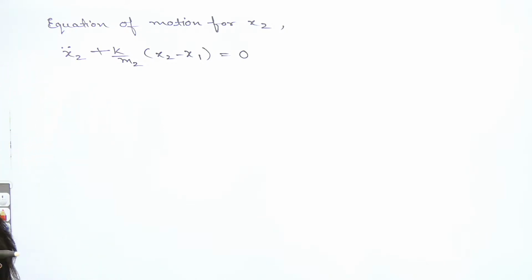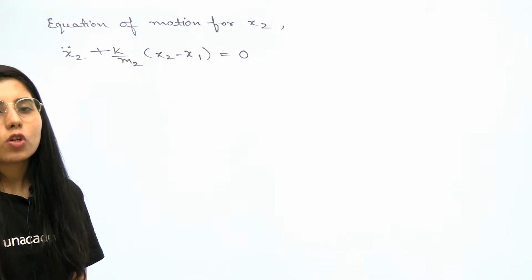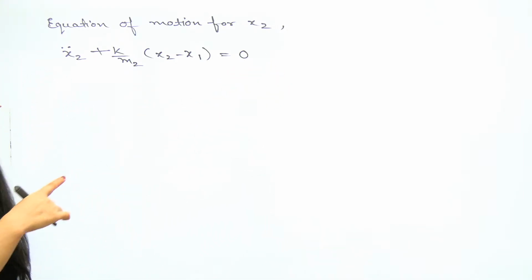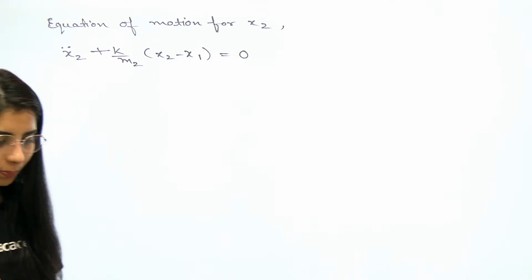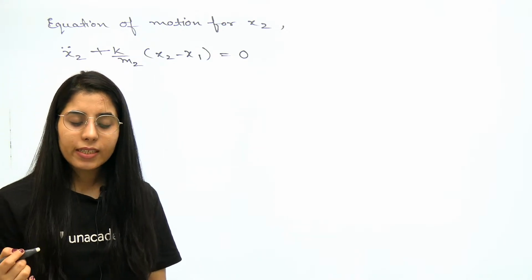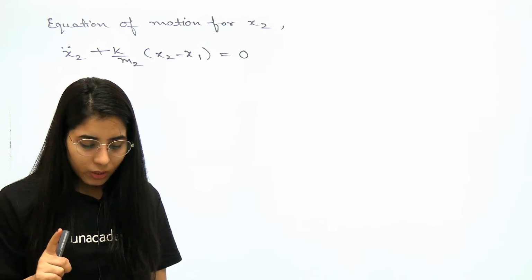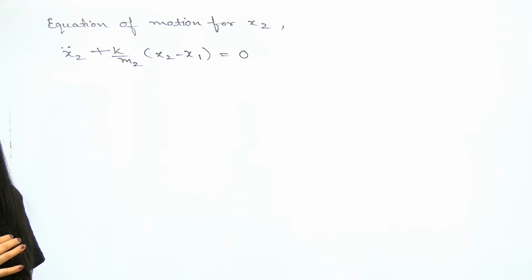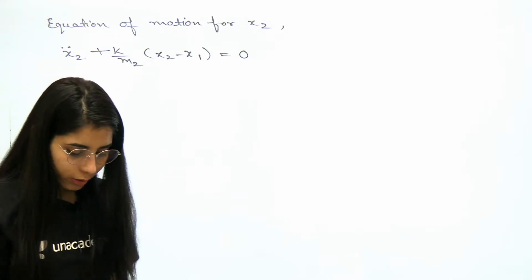And check it once: if you find the equation of motion for x2, are you getting it exactly the same as I have mentioned here? Please check it once and let me know. You just need to proceed in the same way as we found the equation of motion for x1. In the same way, find it for x2 and let me know whether it is exactly the same or not.